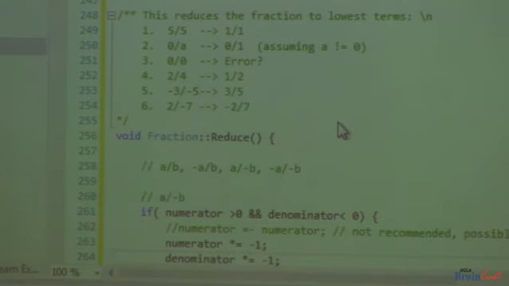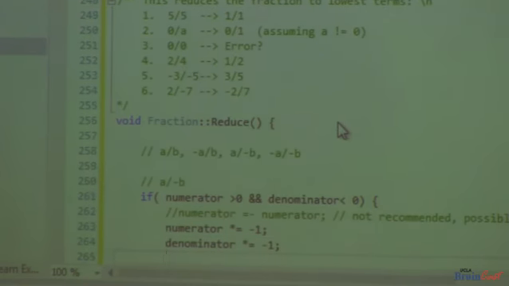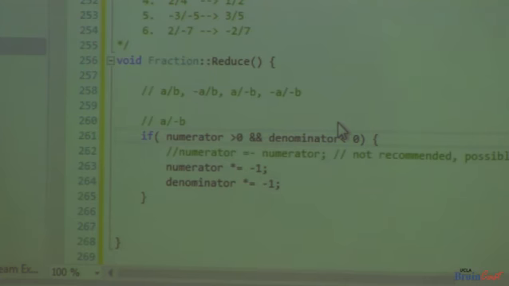So let's do the numerator times equals negative 1 and denominator times equals negative 1. Seem reasonable? What do we do if they're both negative? Same thing. So let me combine this into just two different cases. A less than negative b or negative a over negative b. So let's do or.